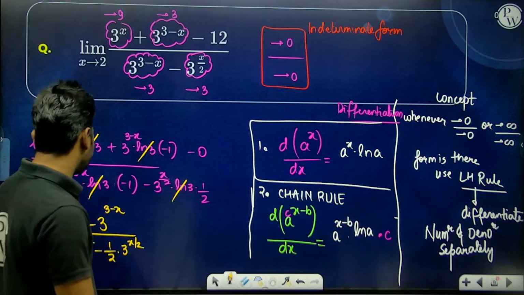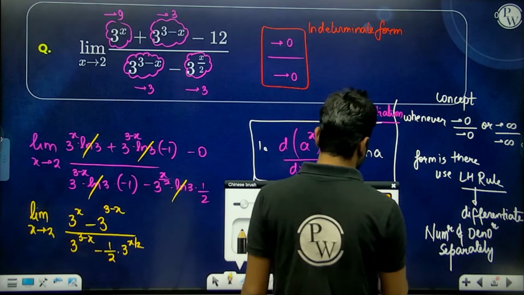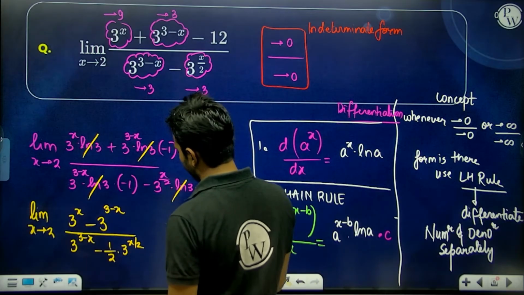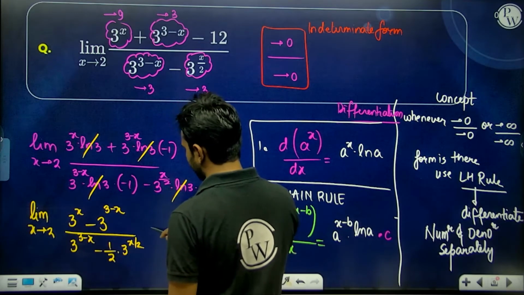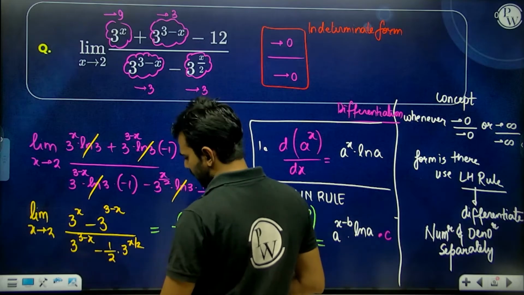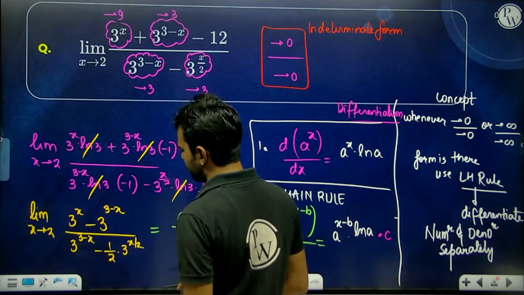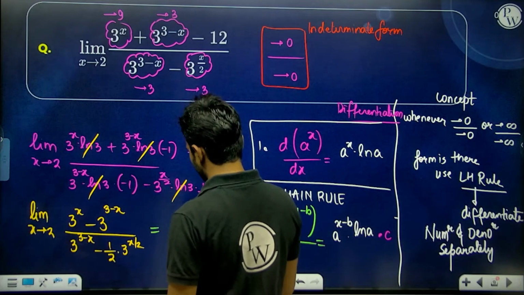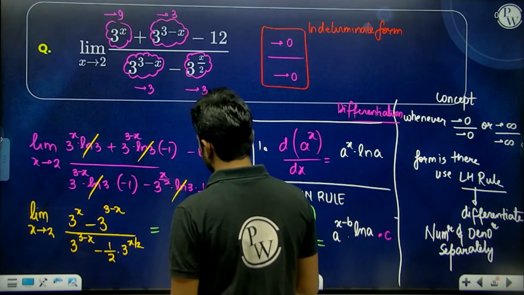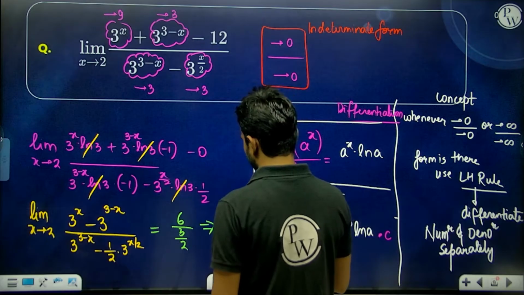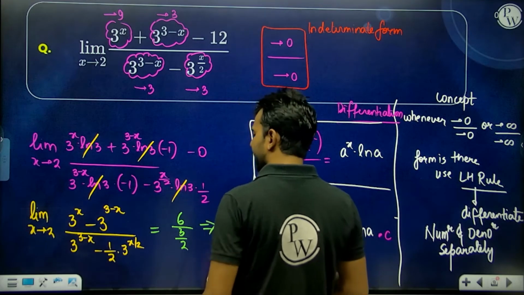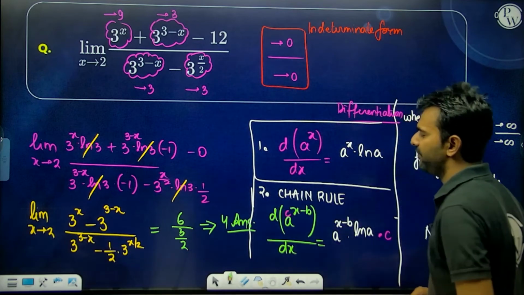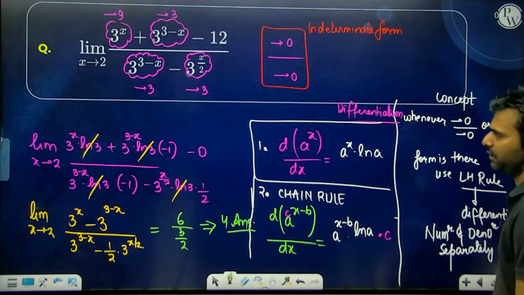Now if you put x equals 2 over here, then this is going to be 6 in the numerator, and in the denominator it is going to be 3 minus 3 by 2, that is 3 by 2. So what is the answer coming, kids? It is going to be 4. Yes, this is the answer. Since there is no indeterminate form, we have directly substituted x equals 2, and we have got the answer as 4.